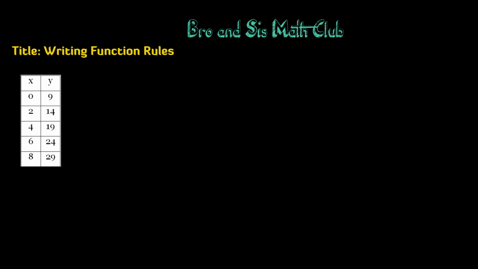Today we'll be learning how to write function rules. Here we have a table of values which includes different x and y values. What we need to do is find a rule that will help us determine the pattern between each of the values. The very first thing we need to do is find the rate of change or slope.